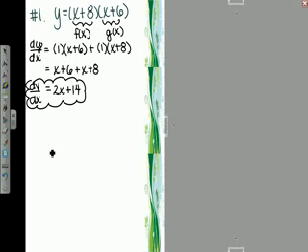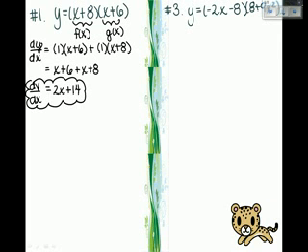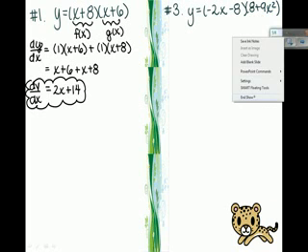Using the product rule. Just remember, derivative of the first times the second plus derivative of the second times the first. Pretty easy. Okay? Here is one more example. We've got y equals negative 2x minus 8 times 8 plus 9x squared. So what I'd like for you to do is pause it here and try this one on your own, and then when you're done, check your work.